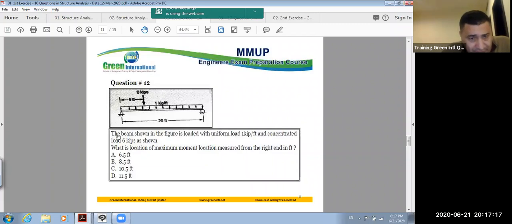Question number 12. The beam shown in the figure is loaded with a uniform load of 1 kip per foot covering a 20 feet span, a simply supported beam, and a concentrated load. This concentrated load is equal to 6 kips as shown.